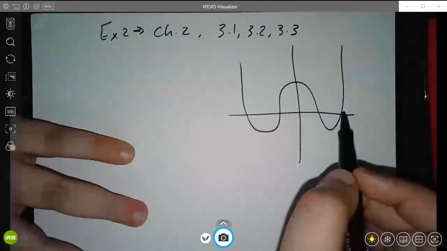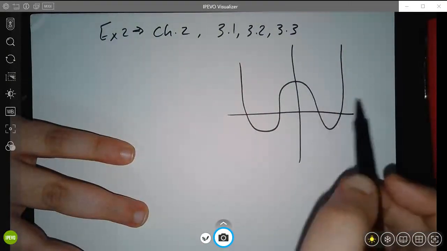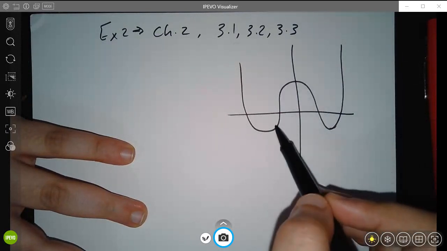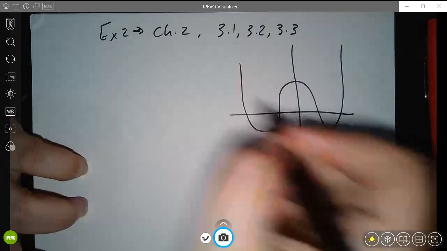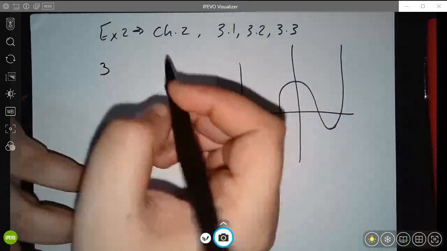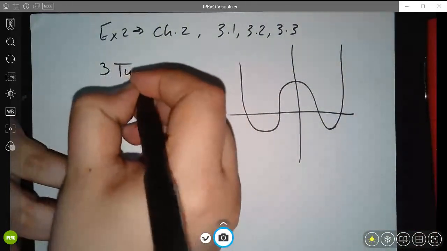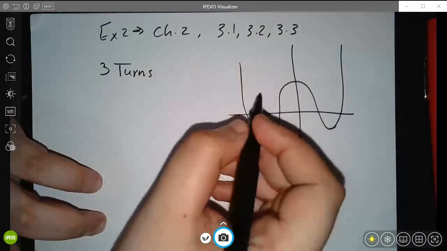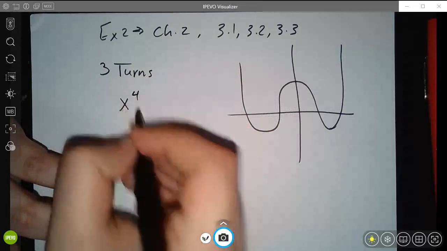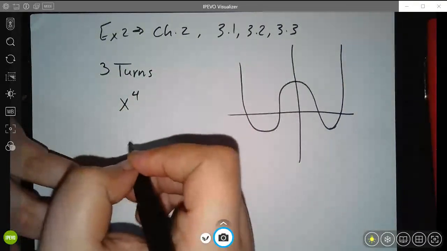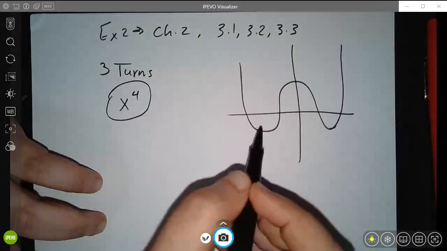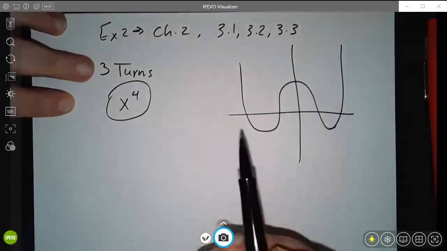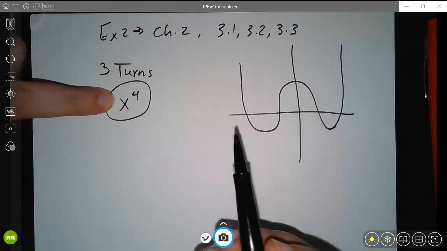Well, you have to count how many curves you have, yes? So that's 1 here, 2, and 3. So we have 3, let's call them turns. Since there are 3 turns, that means the degree of this function is x to the 4th. So each time you want to tell what the degree of a polynomial is, the number of turns is going to be 1 less than the degree.